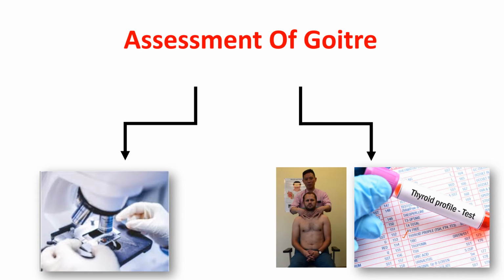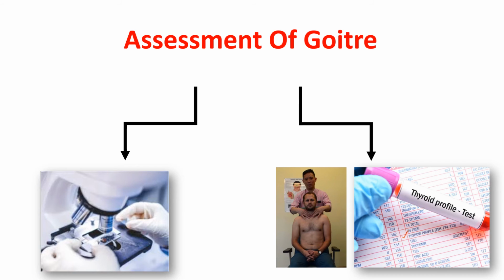How to assess a case of goiter? This is done by clinical examination, laboratory tests, and pathological assessment. During clinical examination, you should assess the consistency of the gland. Is it hard or firm? Is it a diffuse enlargement of the gland or nodular? Is it a single nodule or multiple nodular goiter?